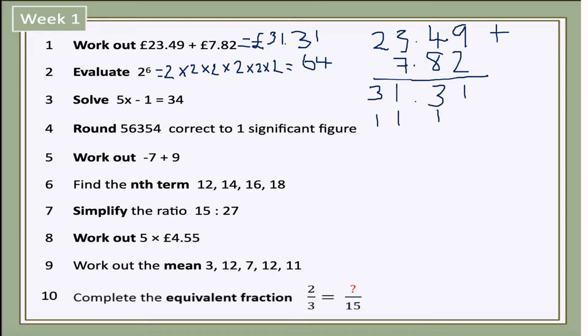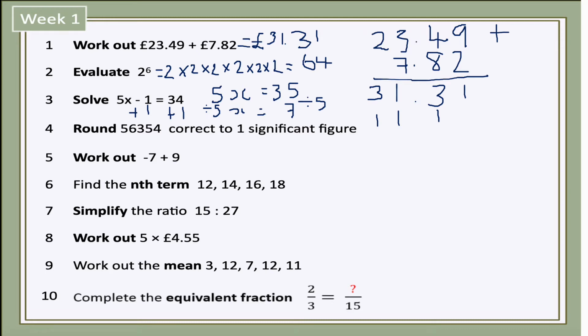Okay, this is question number 3. Solve this equation. Well, if I add 1 to both sides of my equation to balance it, I get 5x is equal to 35. Dividing both sides by 5, I get that x is equal to 35 divided by 5, which is 7. Okay, because 5x means 5 times x. So the opposite is dividing both sides by 5, because that is the inverse operation.